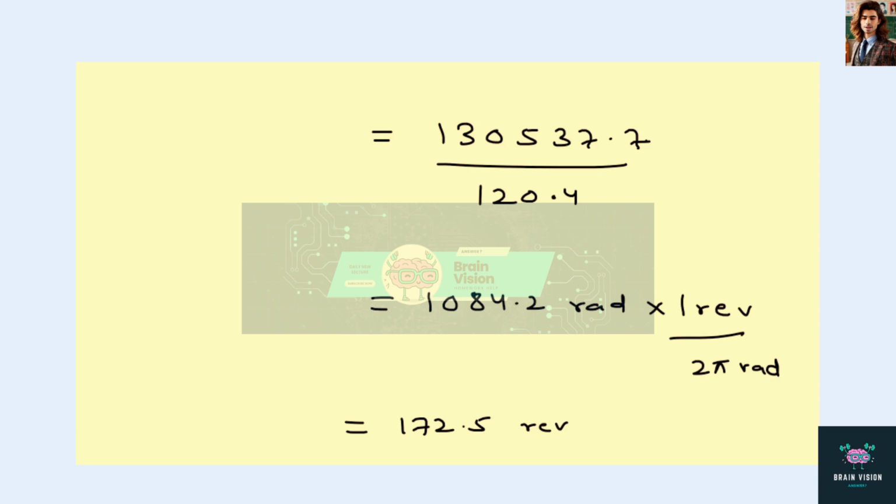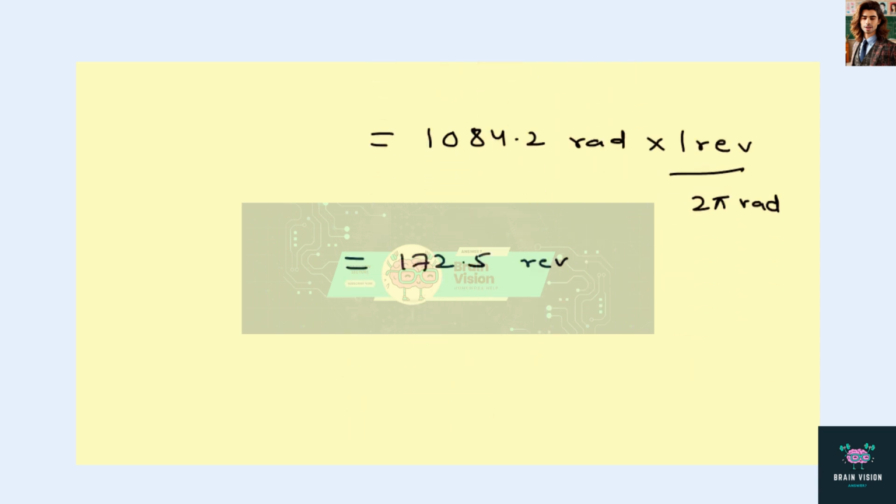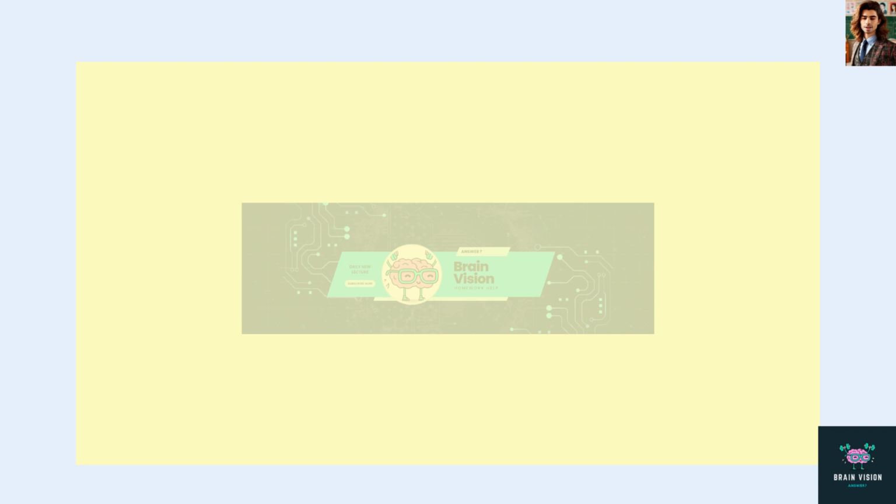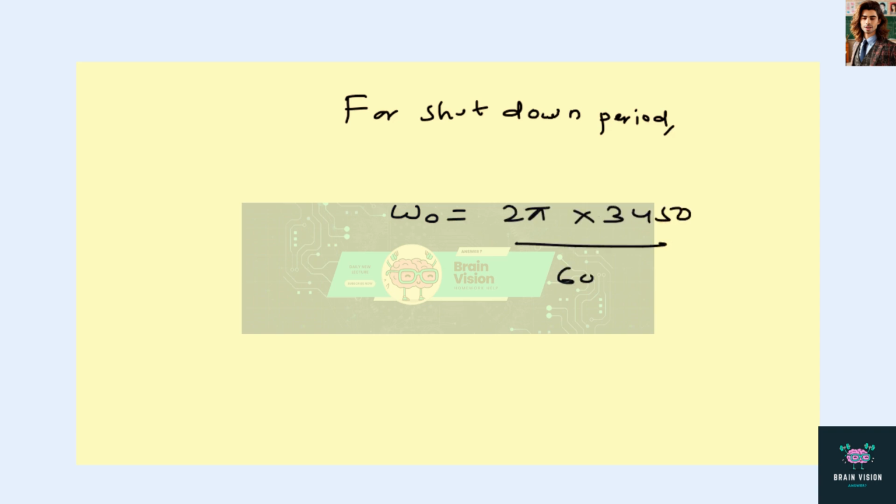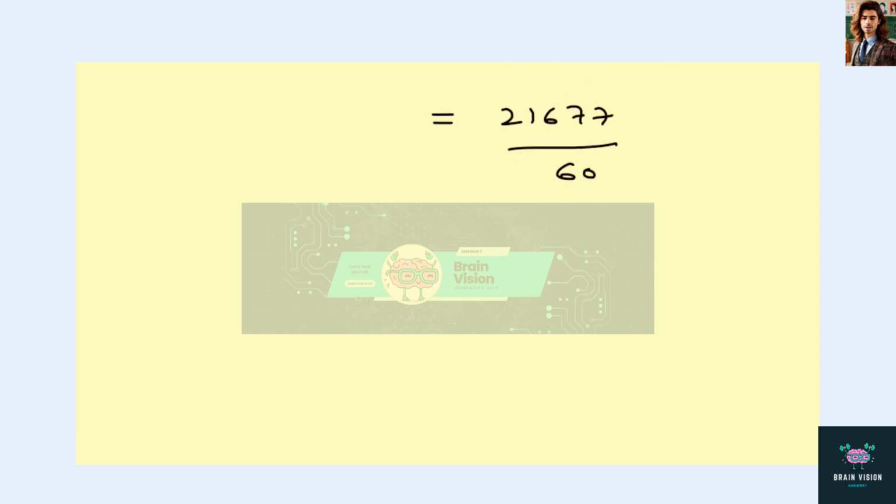Now I am going to calculate for the shutdown period. So just look at it carefully. For the shutdown period, omega naught is equal to 2 pi multiplication 3450 by 60, which is equal to 21677 by 60, and on solving it I get the value as 361.3 radian per second.